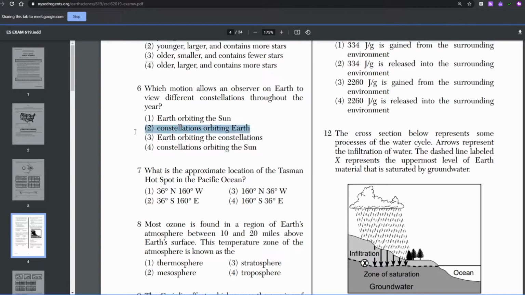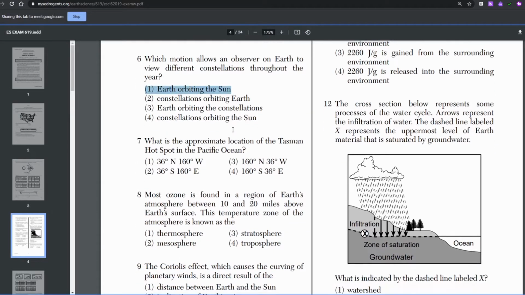I mean, this would make sense. It could be the constellations orbiting the Earth, but not in this universe. So the constellations are very, very far away, so it would take way too long for it to go around. When we're talking about throughout the year, why we could see different ones, it would be the Earth orbiting the sun. So yeah, it is number 1. Very good, Simone. Very good, Karencha.